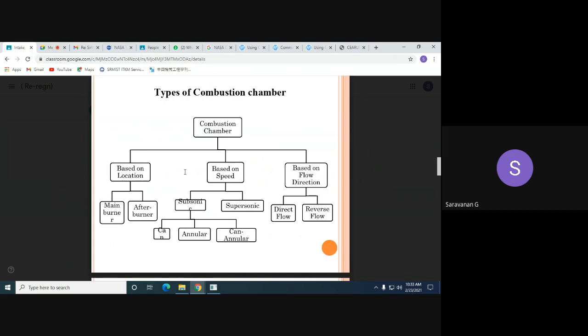If we have only one tube, it is called can type or tubular type. If you have a number of burners surrounding in an annular manner, it is called an annular chamber. If you have a combination of these two, can type plus annular type, then it is called cannular type. Based on flow direction, we can classify into direct flow combustion chamber and reverse flow combustion chamber.